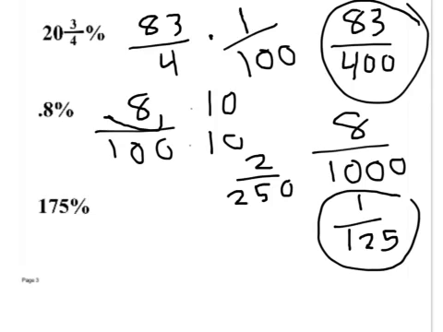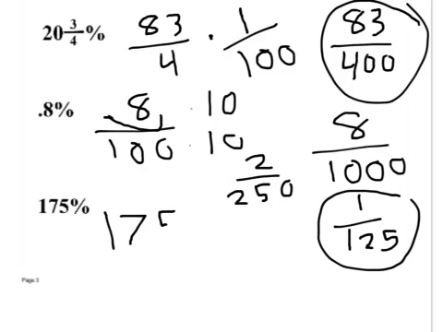175%. Yes, Paul. 1 and what? 25. Not 25. It's okay, and it's not 100. It's 100. Wait, hold on. What, Paul? 1 over 125. Okay. Oh, okay. I thought you were talking about 175%.